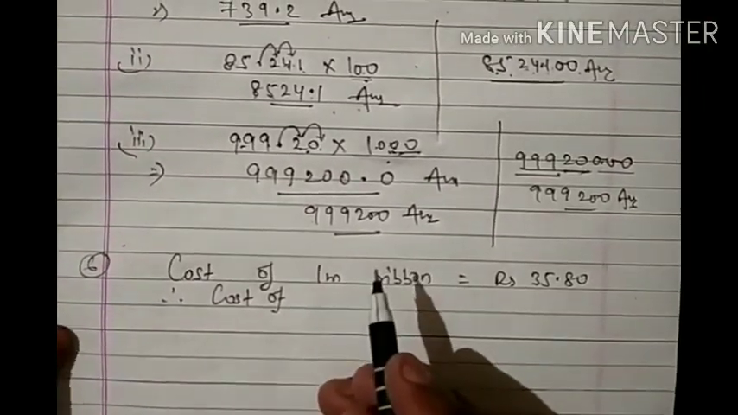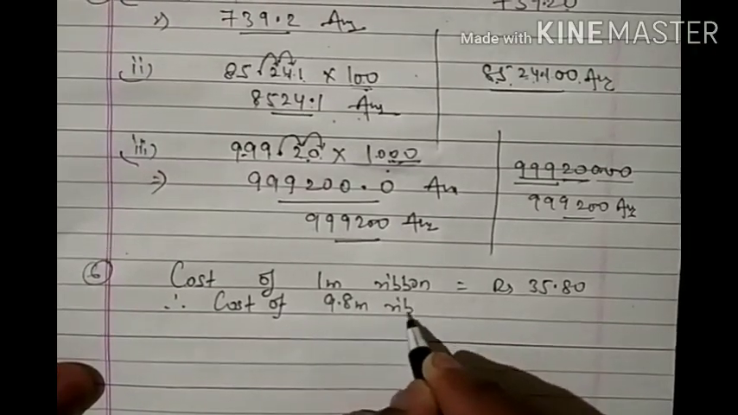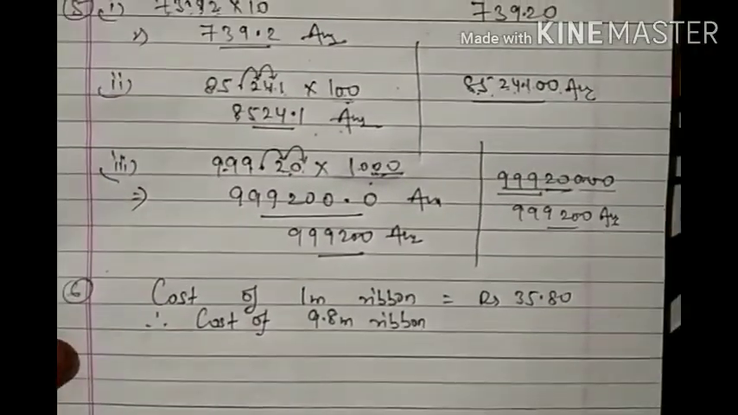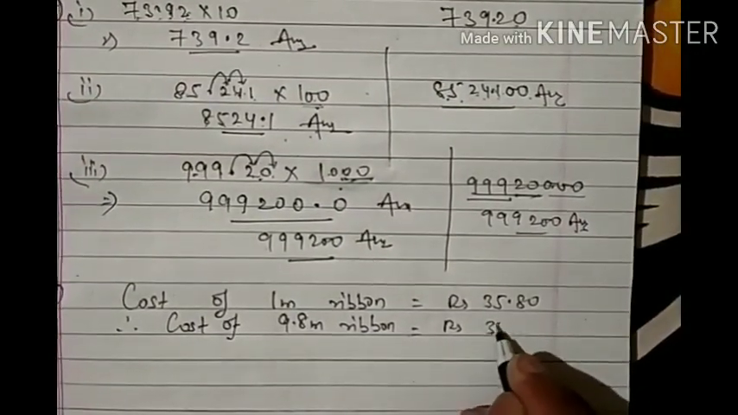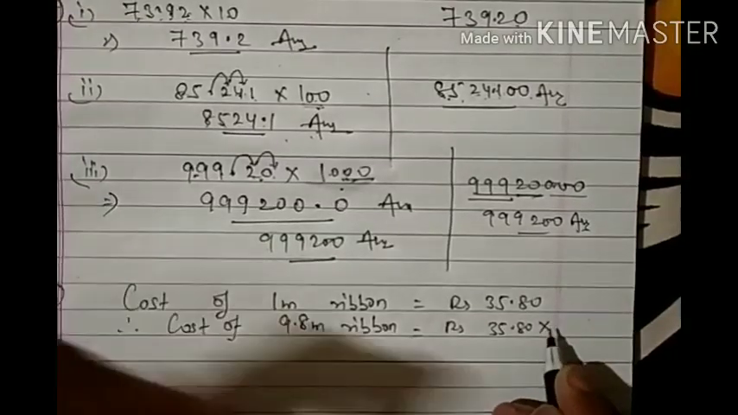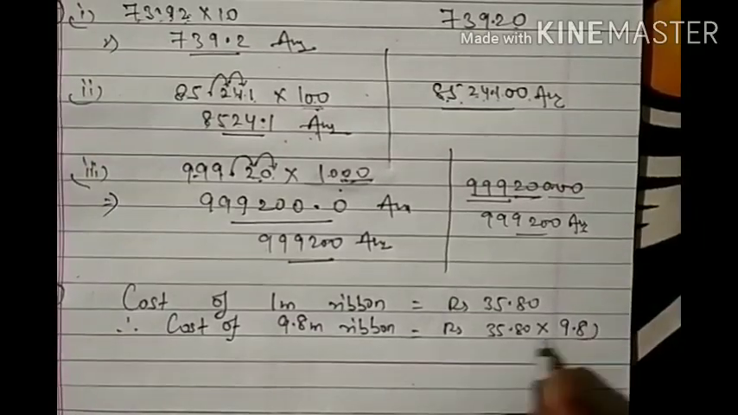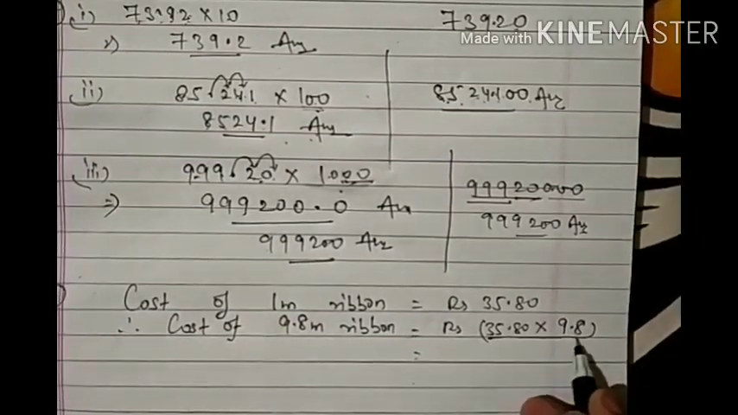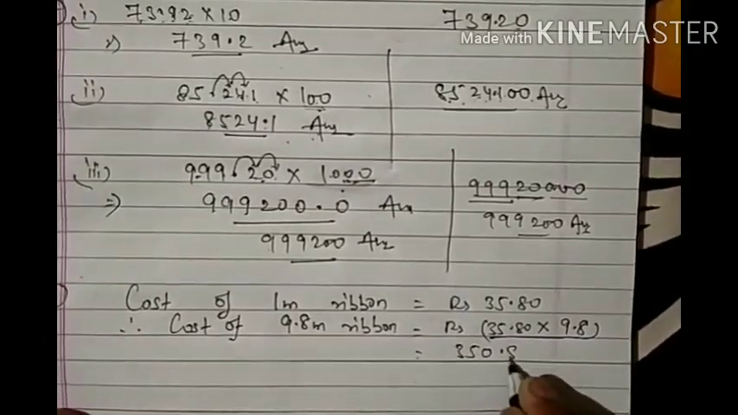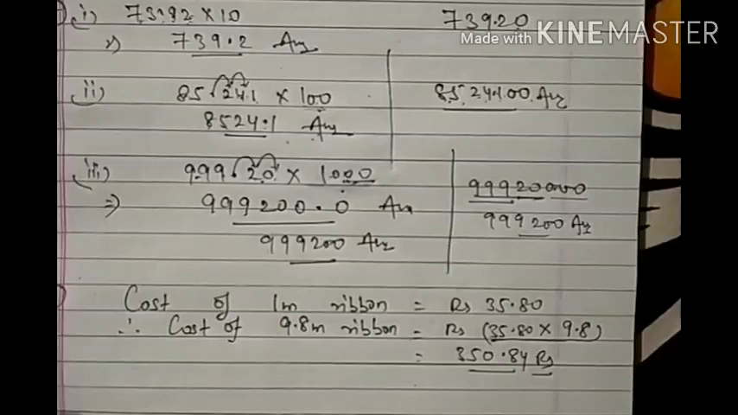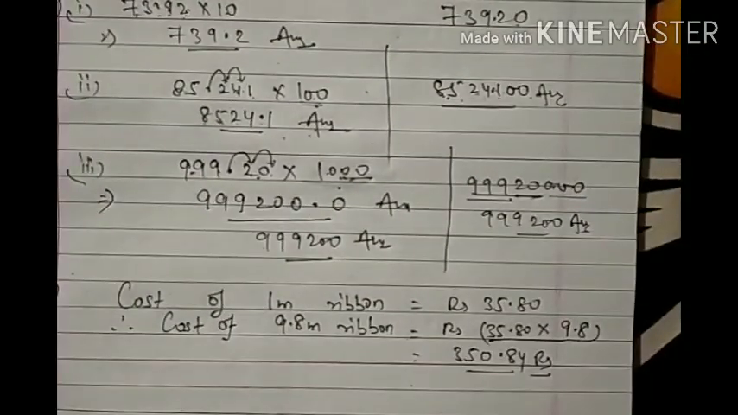Therefore, cost of 9.8 meter ribbon, we will multiply rupees 35.80 multiplied by 9.8, and when we multiply, what do we get the result? The result will be 350.84. You all can solve it and see.